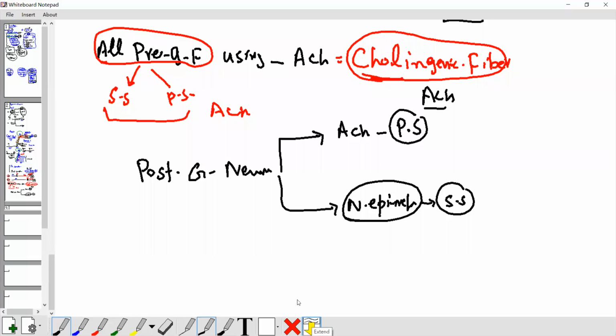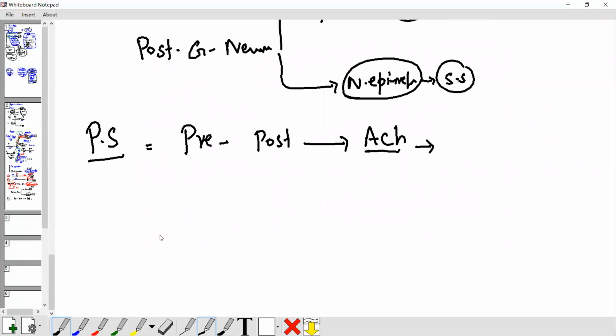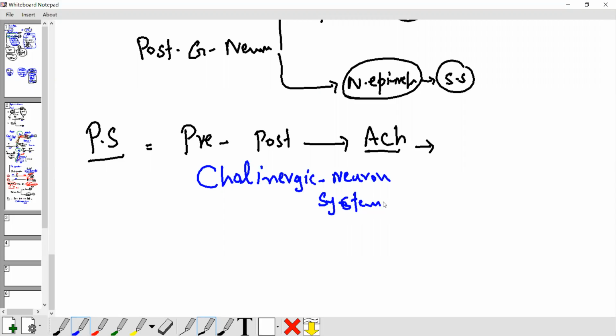In the parasympathetic system, pre-ganglionic and post-ganglionic, what are they using? Acetylcholine. Pre and post both use acetylcholine. So in the parasympathetic system, both neurons are known as cholinergic neurons. So this system is the cholinergic system.